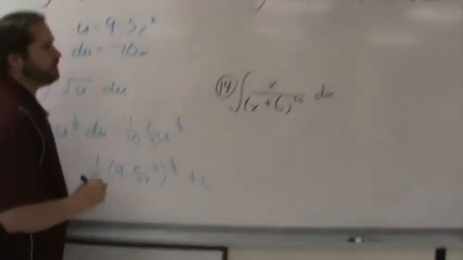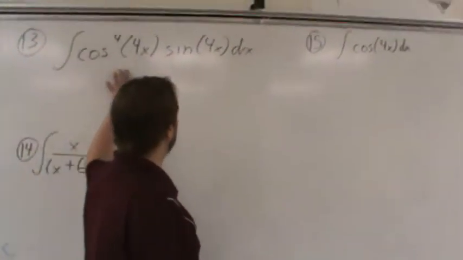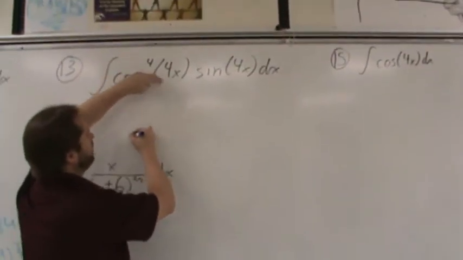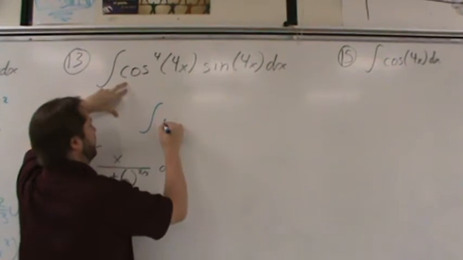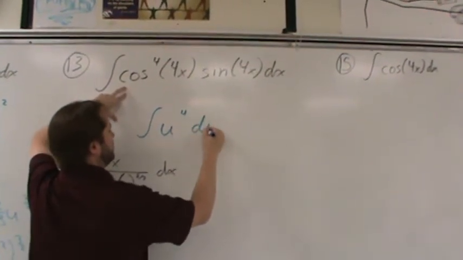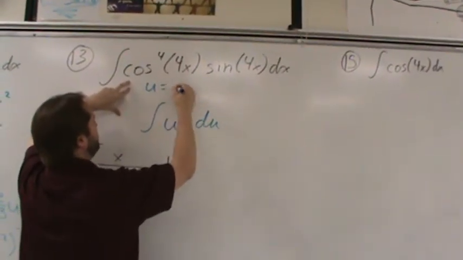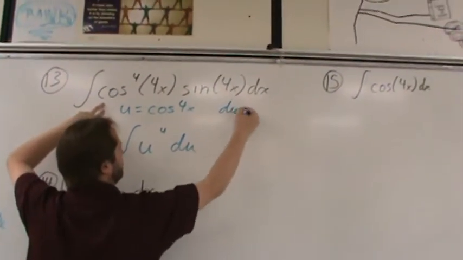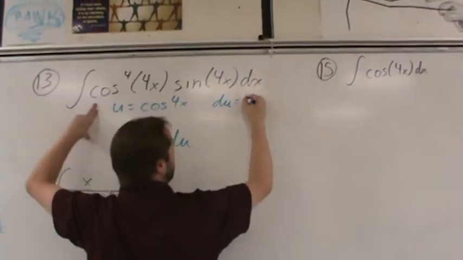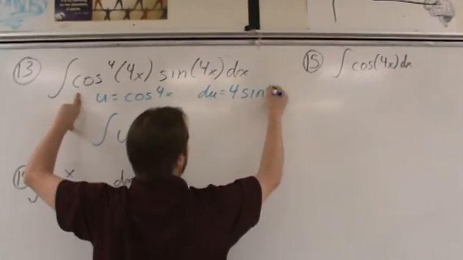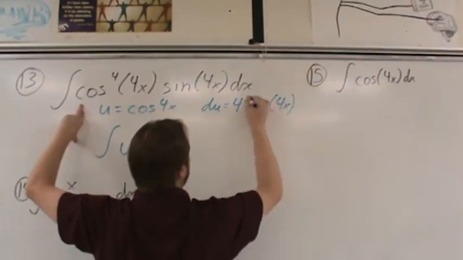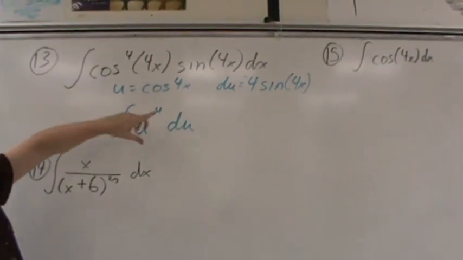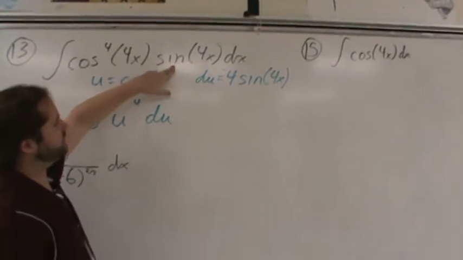Moving on, number 13. Again, it's u sub. This one looks really confusing, but when I see cosine to the 4th of 4x, I bet that it's going to be u to the 4th du, which means u should be cosine of 4x. du then is, it's a chain rule, 4 times the sine of 4x. Ooh, negative 4 times the sine of 4x. That's perfect because the du then covers the sine of 4x.